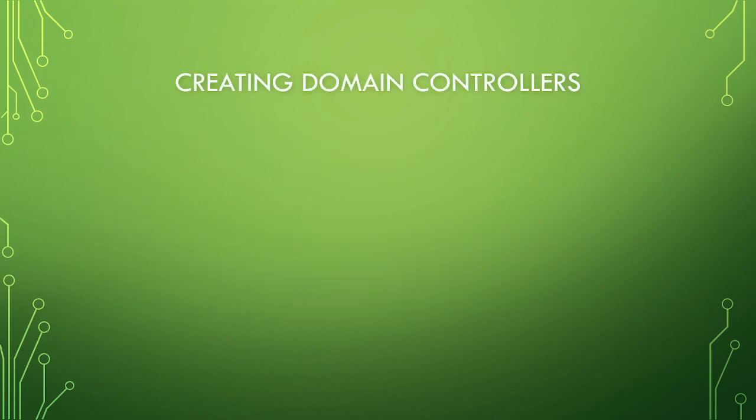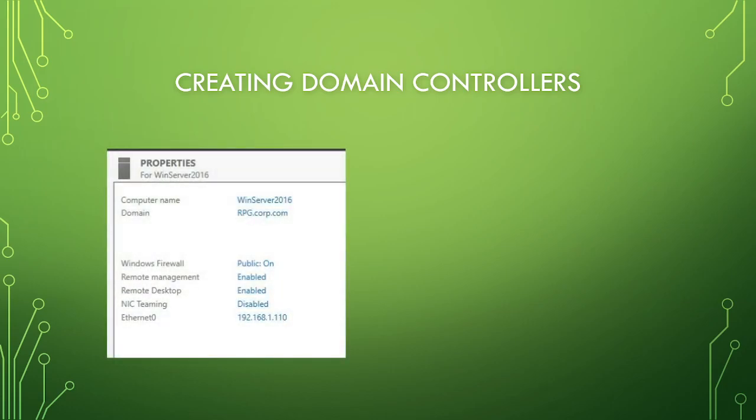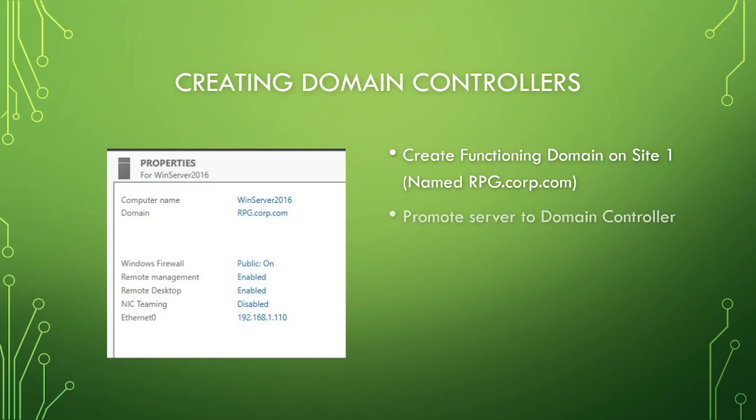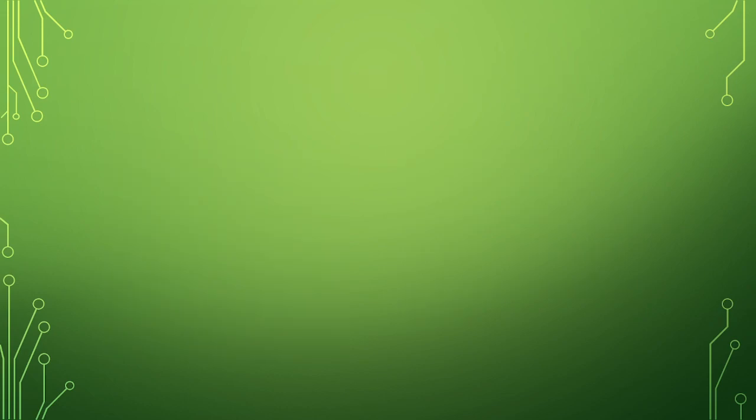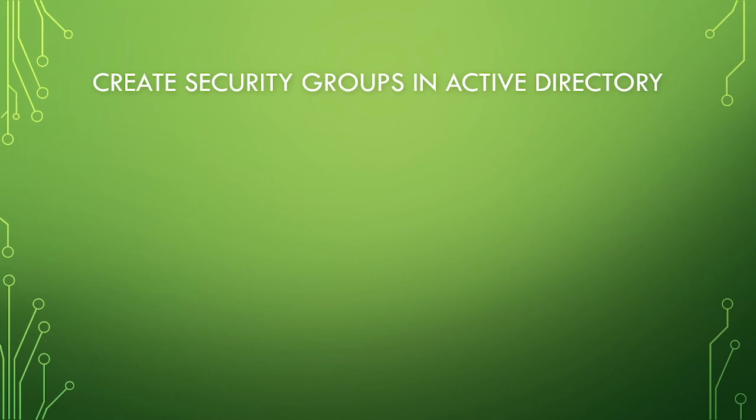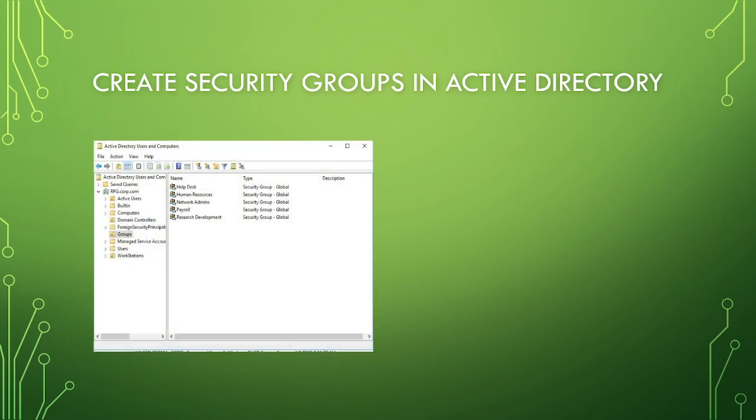Creating the domain controllers. First, I started with the domain controllers. I achieved this by creating a domain on Site 1 named rpg.corp.com and promoted that server to a domain controller. I followed that by adding server 2 to the domain and then promoting that Site 2 to a domain controller. Next, I worked on creating security groups in Active Directory, creating different security groups for each department as shown in this image on this slide.